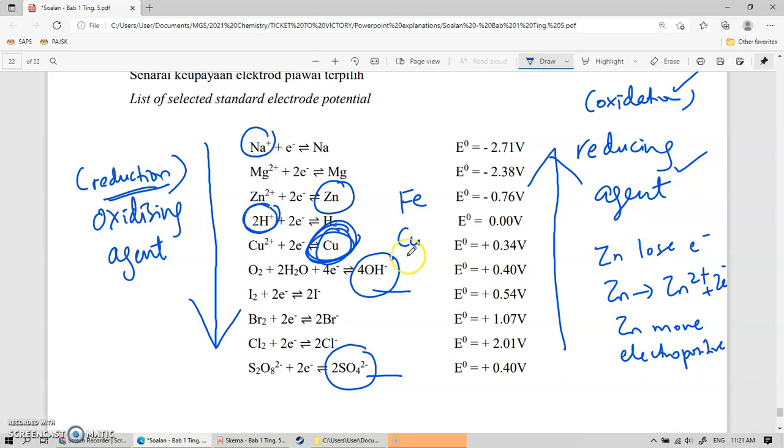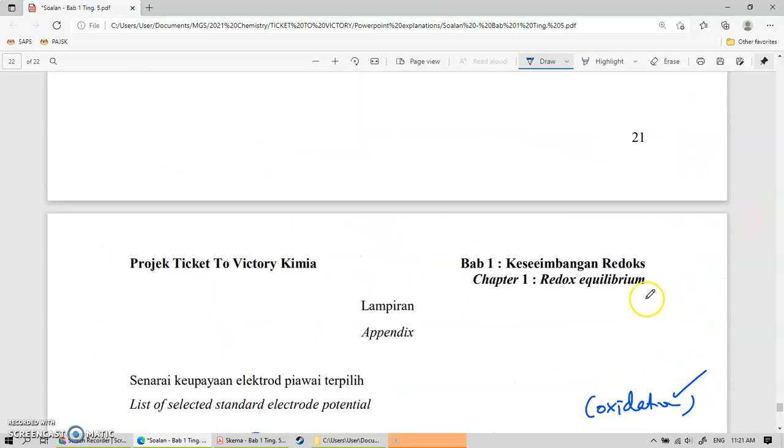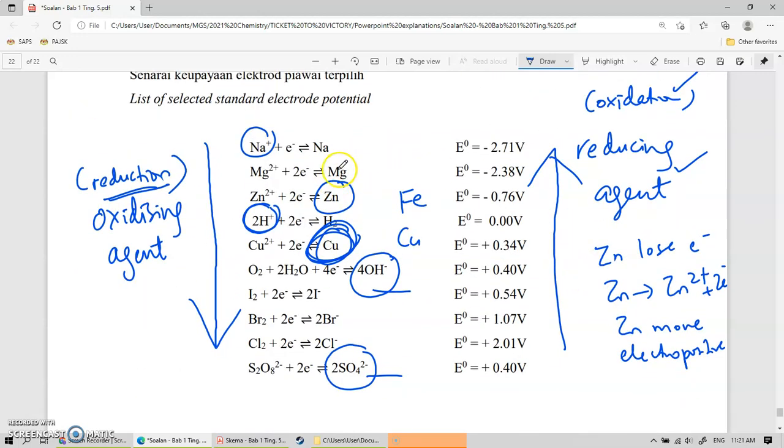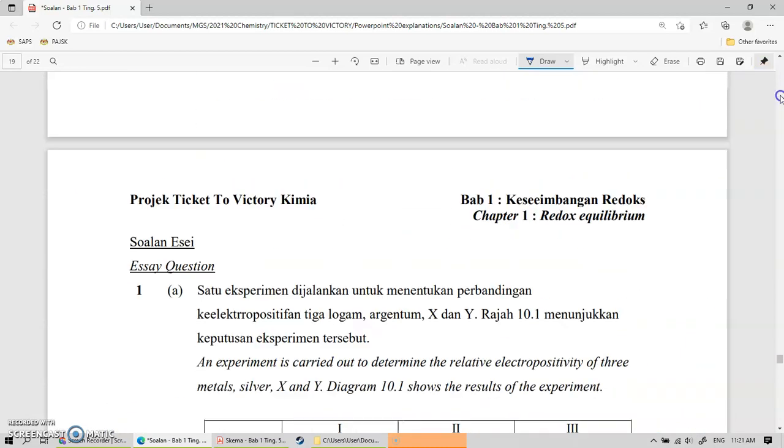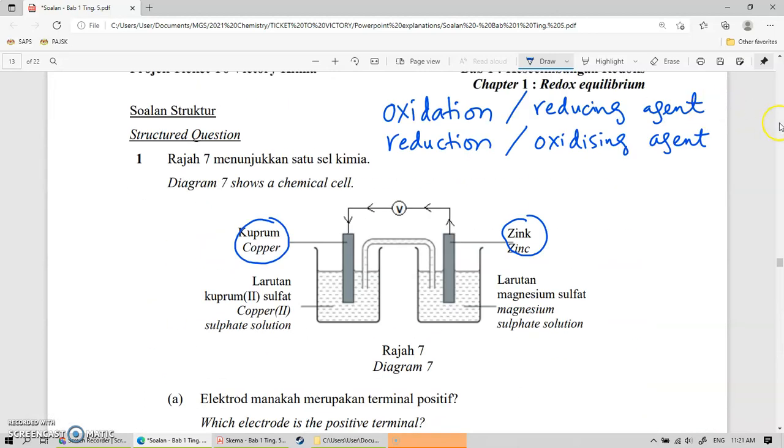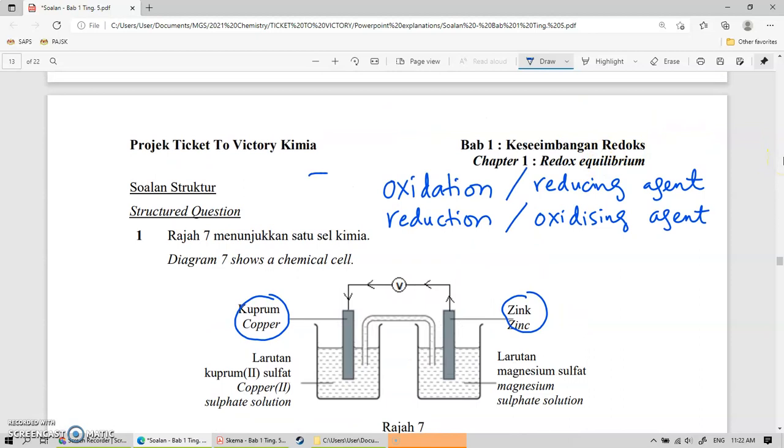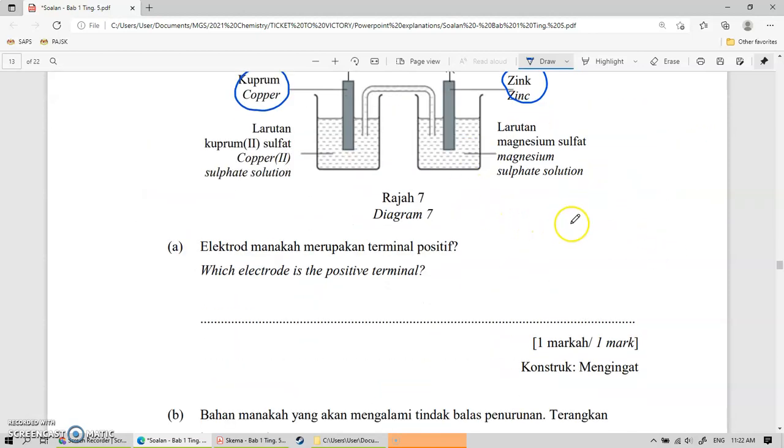Okay, so between zinc and copper, we can see that zinc will be the reducing agent, and copper will be the oxidizing agent. Zinc goes through oxidation and copper goes through reduction. Zinc is the reducing agent. On your right hand, the one that's higher goes through oxidation. So which electrode is the positive terminal?